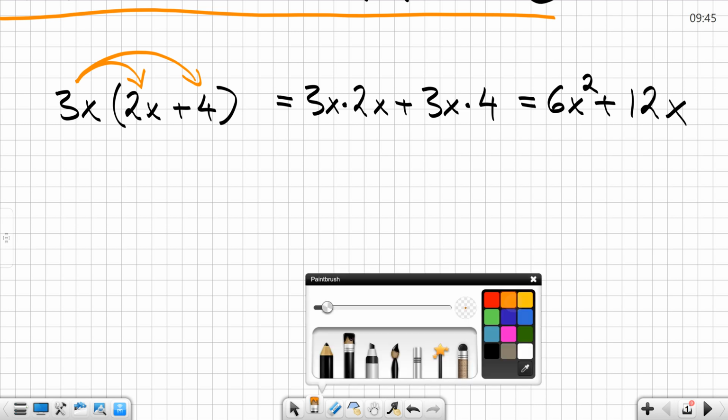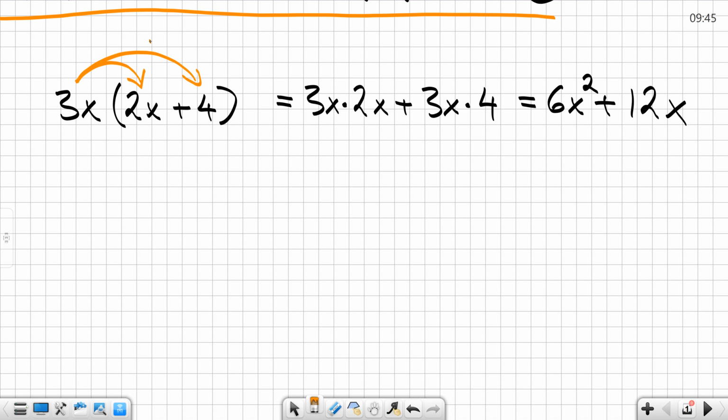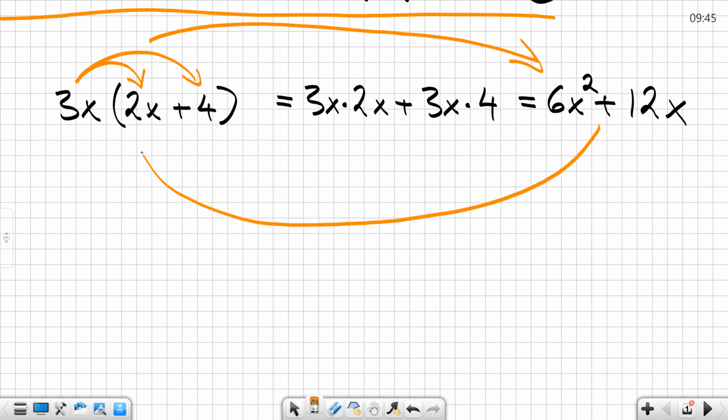So, from this to this is called multiplication, and we are now basically doing the exact same thing, just reversely, and that is going to be called factoring. I'm turning something with addition into the multiplication of two factors, the product of two factors.